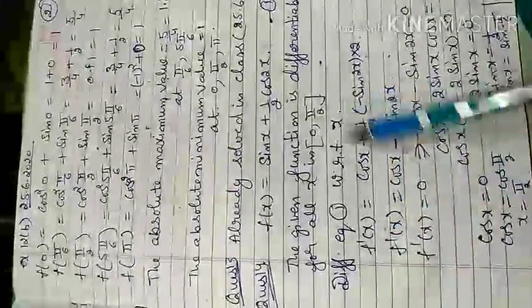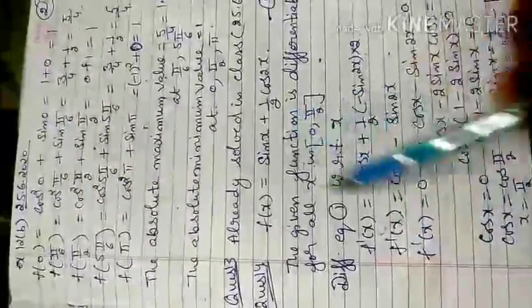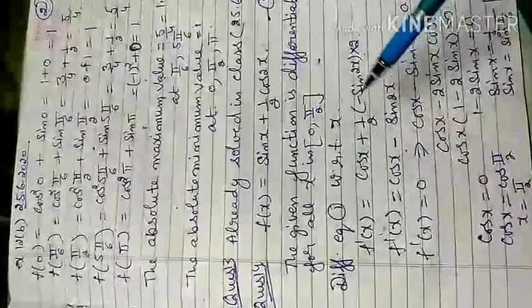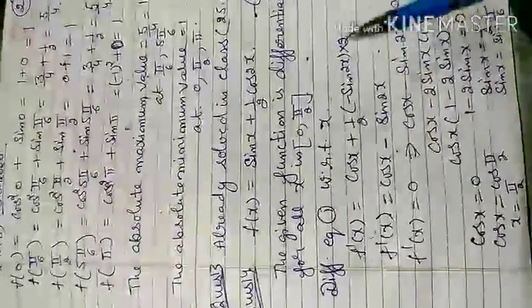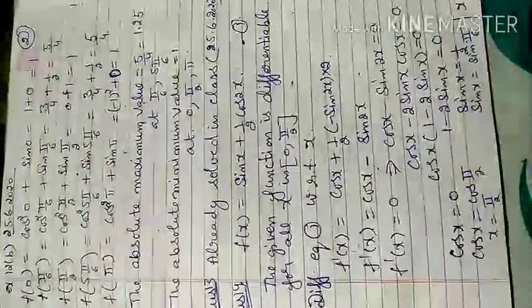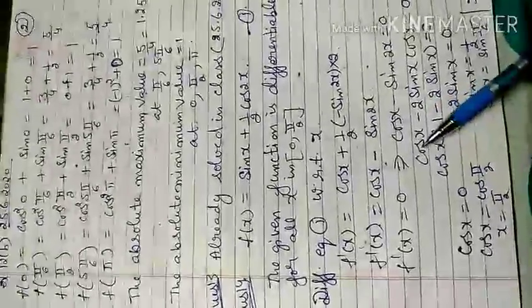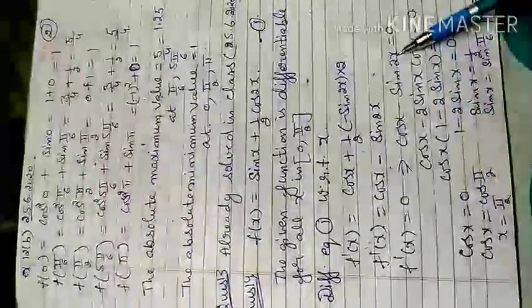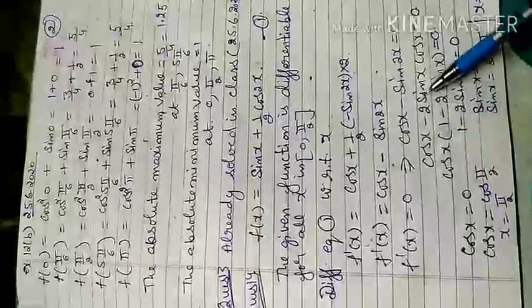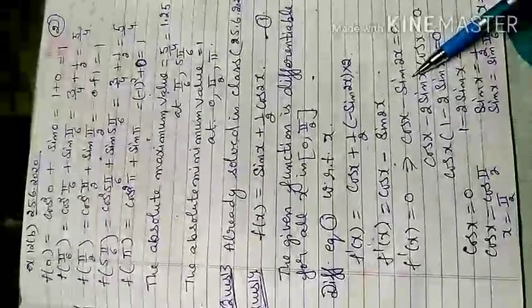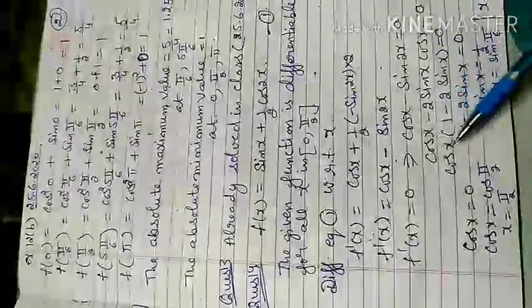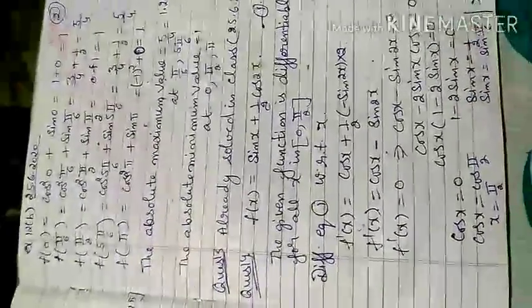Now differentiate the equation with respect to x. Differentiation of the original function: sin x gives cos x, and differentiation of cos 2x by 2 is minus 2 sin 2x by 2. The 2 is cancelled, so only cos x minus sin 2x is left. The next step is to find the x value. For finding the x value, we consider f dash x equal to 0, so cos x minus sin 2x is equal to 0. Now cos x minus 2 sin x cos x, where we apply the formula sin 2x equals 2 sin x cos x. Then if we take cos x common, 1 minus 2 sin x is equal to 0.